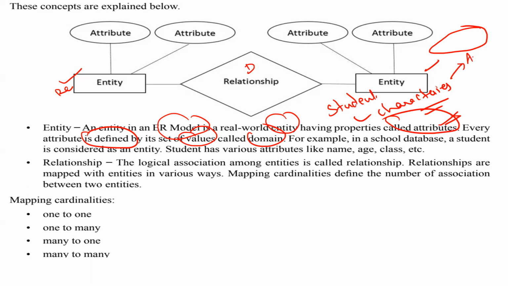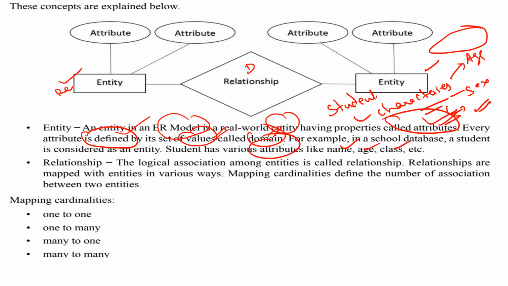Characteristics like age, sex, name. For example, in a school database, a student is considered an entity. The student has various attributes like name, age, class, etc. So an entity has properties called attributes, and every attribute is clearly defined by a set of values called the domain. Hope you are able to understand the meaning of entity, relationship, and attribute.